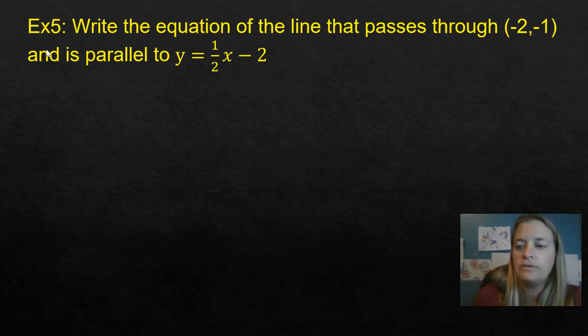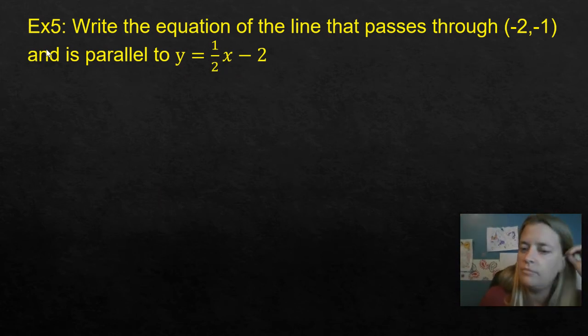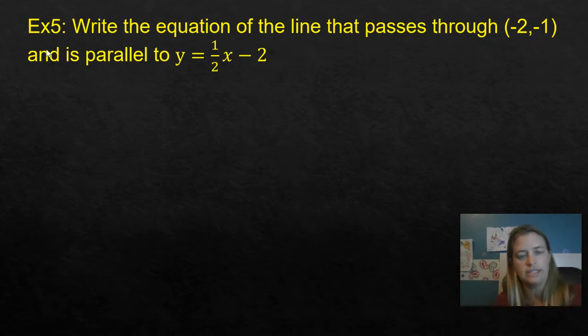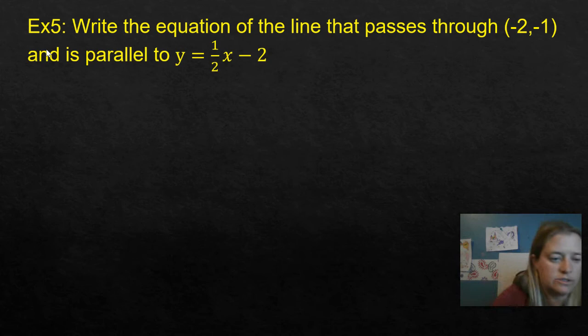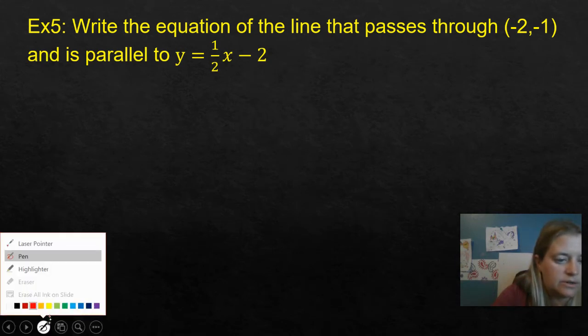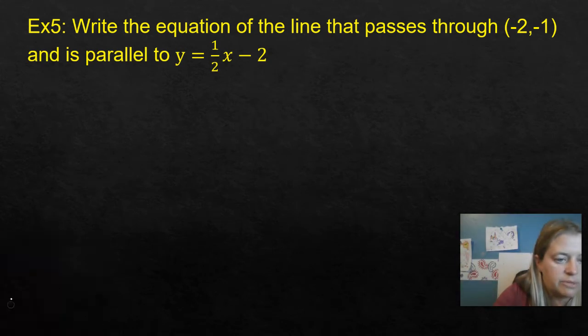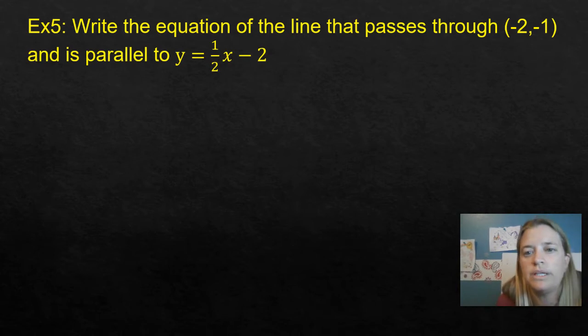All right, so now that we know the slopes of parallel and perpendicular lines, we're now going to write the equation of the line that passes through this point and is parallel to y equals 1/2 x minus 2. All right, so the first thing I want to refresh your memory about is the point slope form.